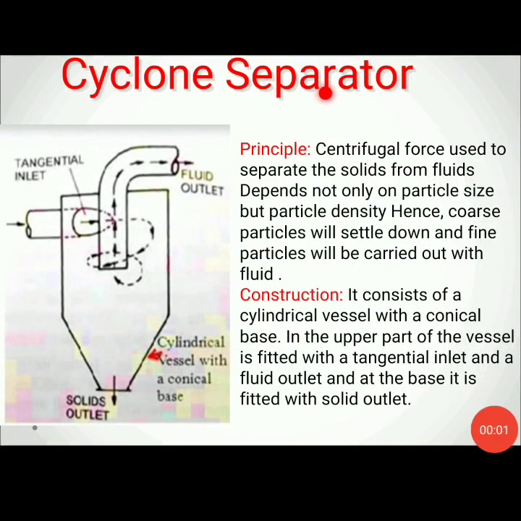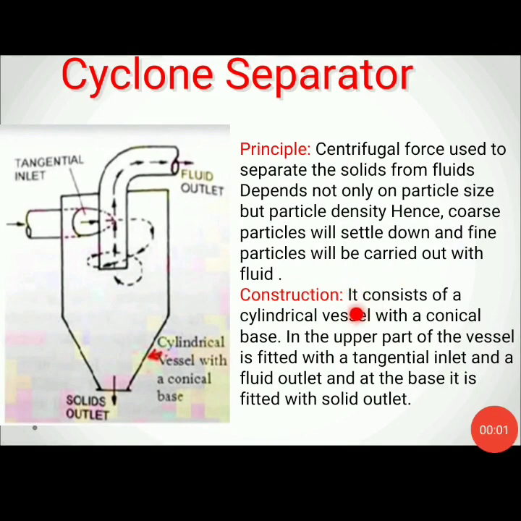So the next point is the cyclone separator. First is the principle: in a cyclone separator, centrifugal force is used to separate solids from fluids, that is, liquid or gas. The separation process depends not only on the particle size but also on the density of the particles. Density is mass per volume. Hence, depending on the fluid velocity, the cyclone separator can be used to separate all types of particles.